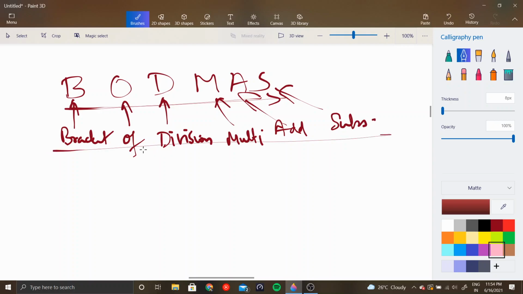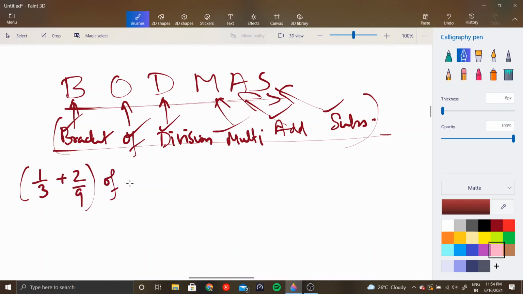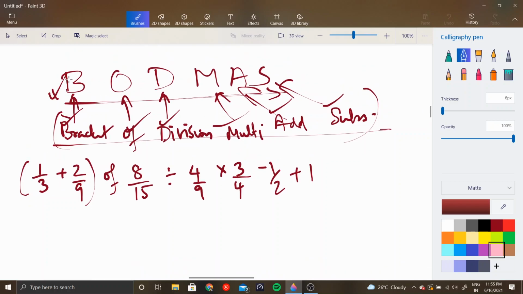And you have dealt with individual operations and you have understood them, right? But what if they are combined and asked in a question? Suppose, let us say, you have this question: 1 by 3 plus 2 by 9 of 8 by 15 divided by 4 by 9 into 3 by 4 minus half plus 1. Now this can give you a nightmare if you don't remember BODMAS, right? So BODMAS says that first do all the operations that are inside the bracket. So this is inside the bracket. So just add these two terms.